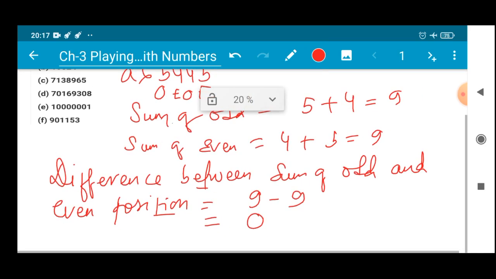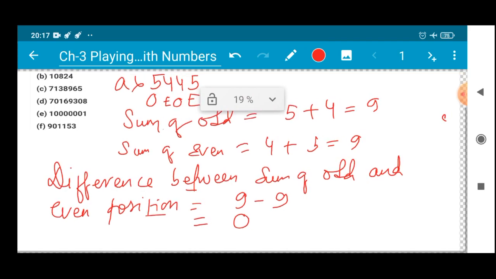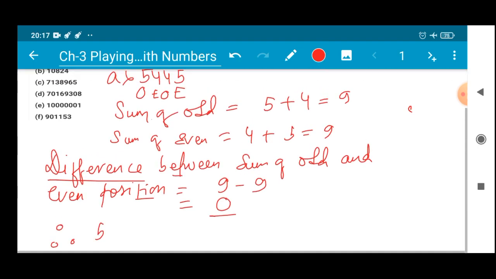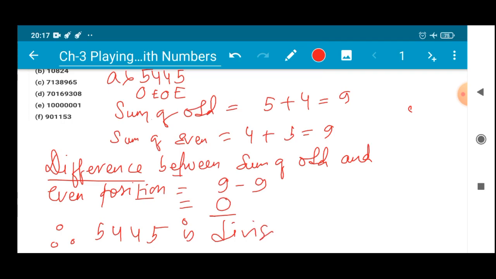What was the criterion for a number to be divisible by 11 or not? The difference should be either 0 or a multiple of 11. Here we are getting 0, so we will write: therefore 5445 is divisible by 11. Yes, I hope you have understood this.